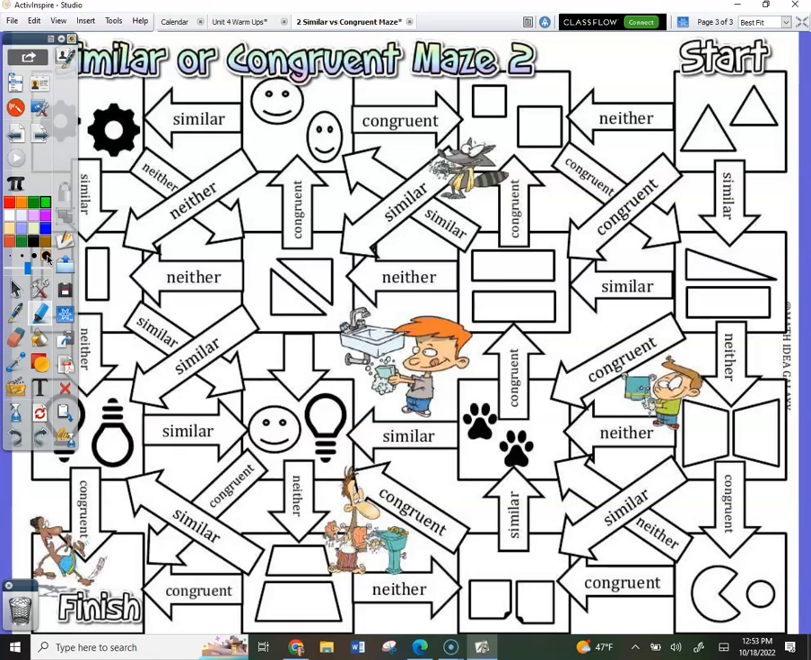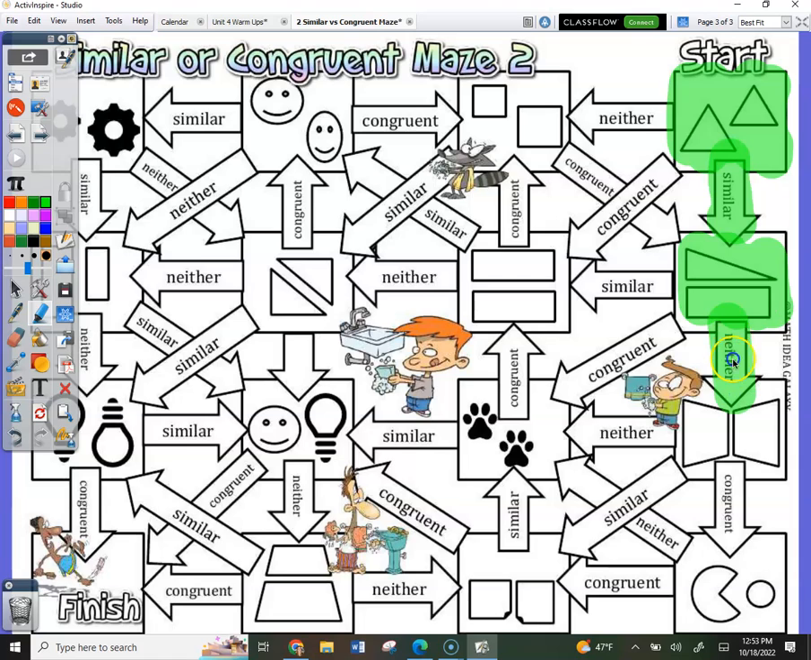All right. So right here, are they similar or carbon copies? Similar. I would say one looks smaller than the other. Wouldn't you agree? Yes. Okay, so similar. What about these? Neither. Why is it neither? Because they're not the same shape. They are not the same shape at all. So that would be neither.